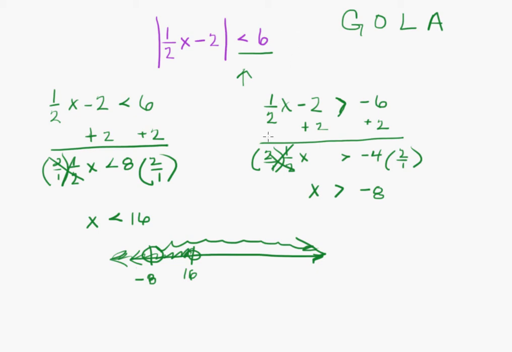If it's an and statement, then it's where the graph overlaps. Remember, and was about intersection. And so the solution to this would be negative 8 to 16 with parentheses, right? Because these were less than and greater than symbols, we don't use the brackets, we use the parentheses.